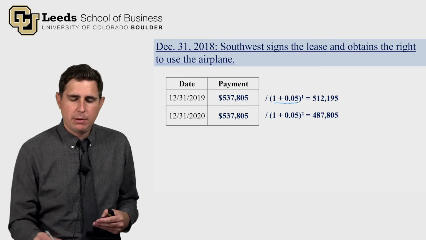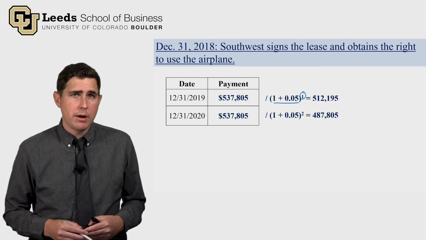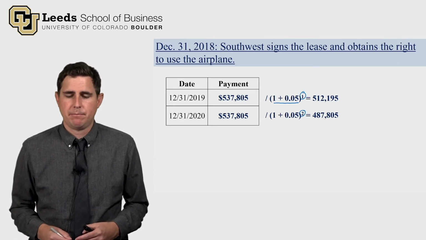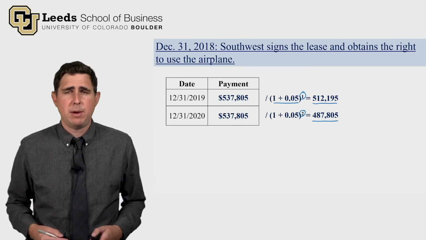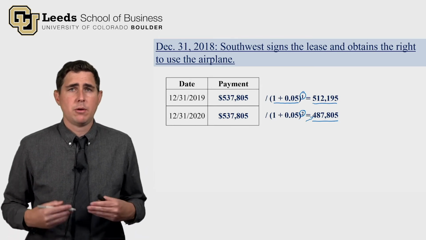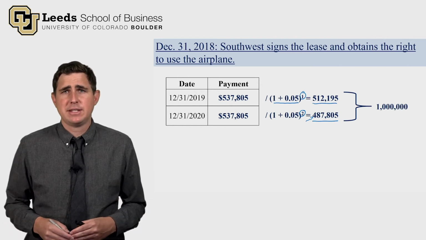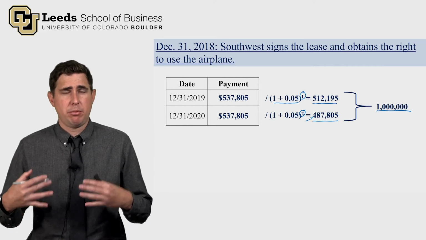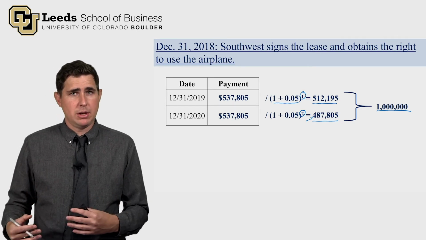And that quantity is going to be raised to the power of the number of periods to be discounted. So raised to the power of 1 for the first period's payment, and raised to the power of 2 for the second period's payment. And so these amounts are the present values of those future lease payments. You can see that the present value of the later payment is slightly smaller than the present value of the earlier payment. When you add those numbers together, here's why I chose $537,805, because it ends up being $1 million in terms of the present value. So Southwest's present value of that obligation is $1 million.